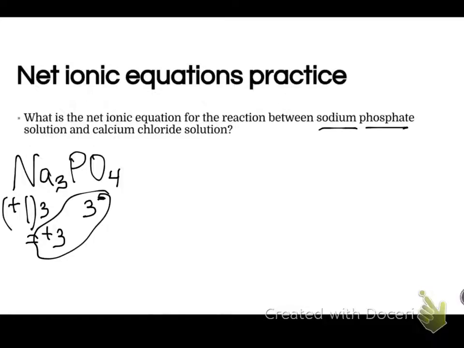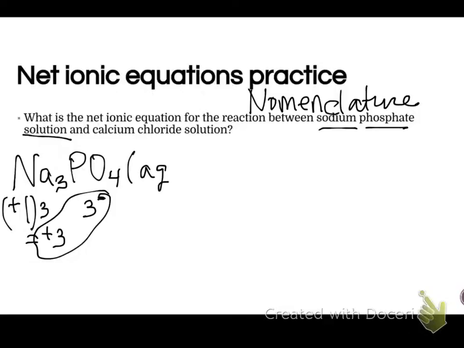If this is not familiar to you, then you need to review nomenclature, which is naming. I have a series of videos available for that if you need help. But also it's in your textbook. All right, so we have sodium phosphate, and then it says solution. Solution means that the symbol after that is AQ.